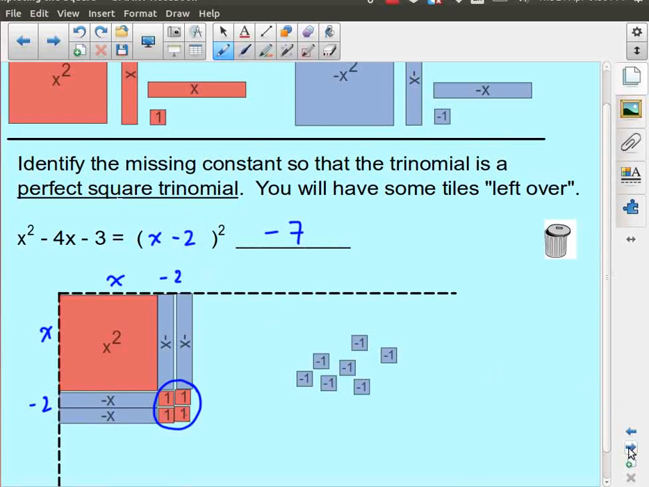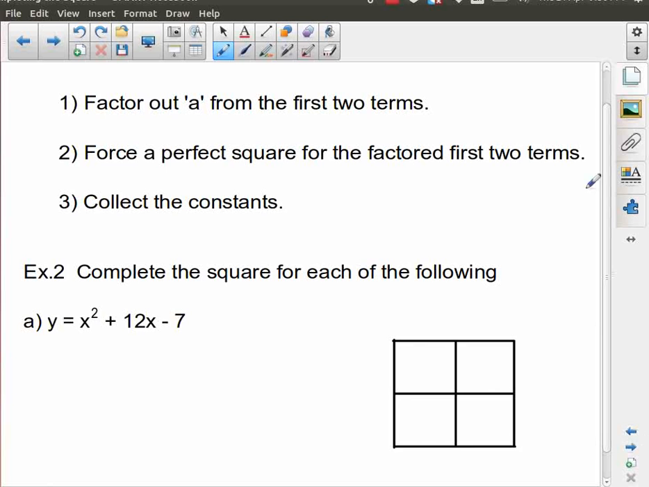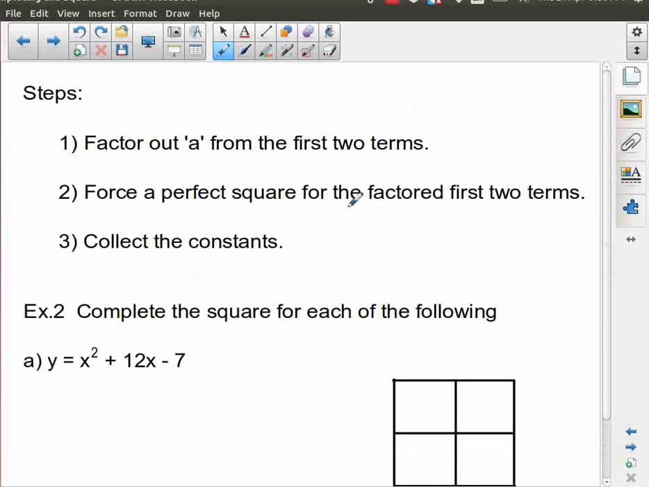So let's see what that looks like algebraically. Some general advice on how to do this. When I use algebra tiles, I don't normally include anything that's a complex trinomial, just because it gets unwieldy to move the tiles around that much. But if you happen to have a leading a term, you're going to factor that out from the first two terms, and seeing that will help you understand it. Then we're going to force a perfect square for, again, the first two terms, so you can see we're going to be focusing on them, and then collect the constants at the end.